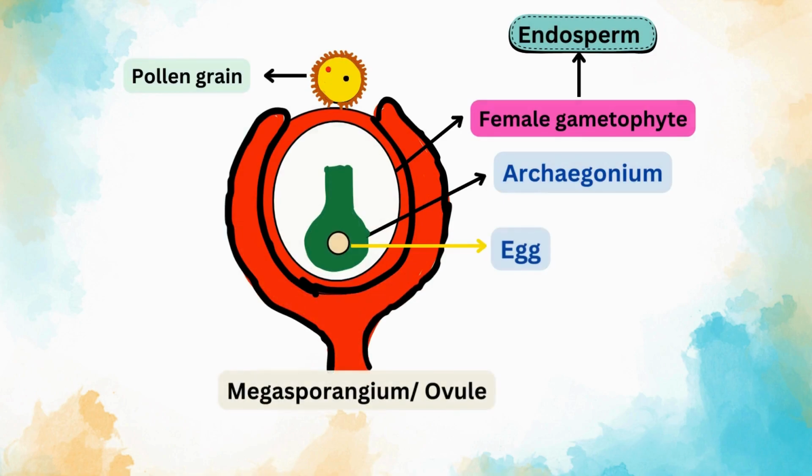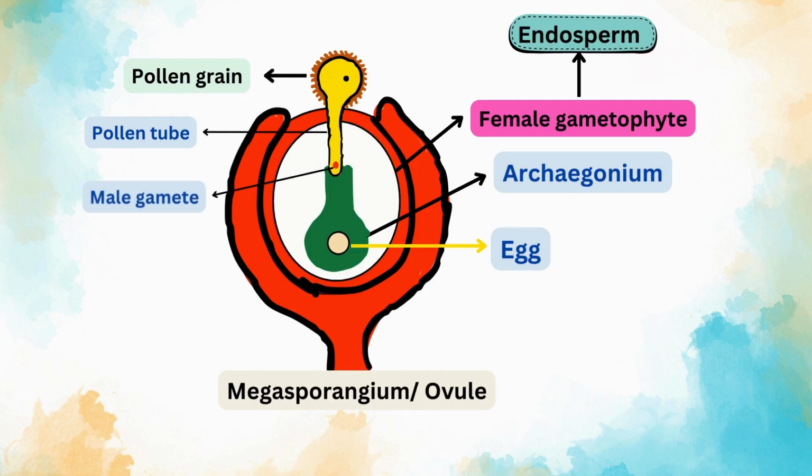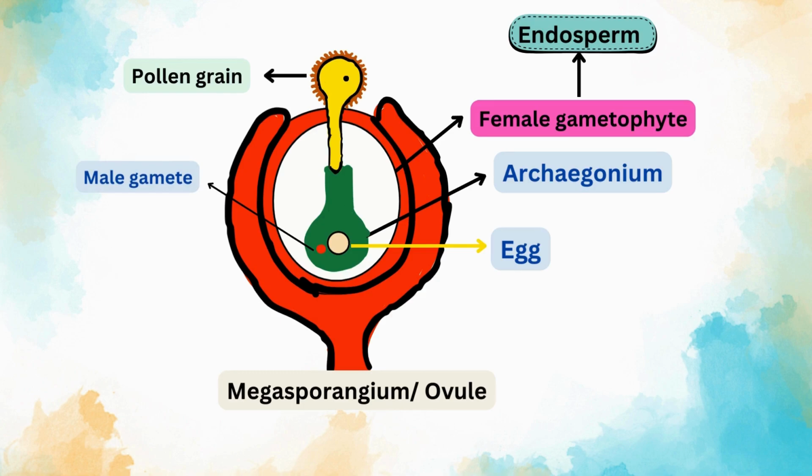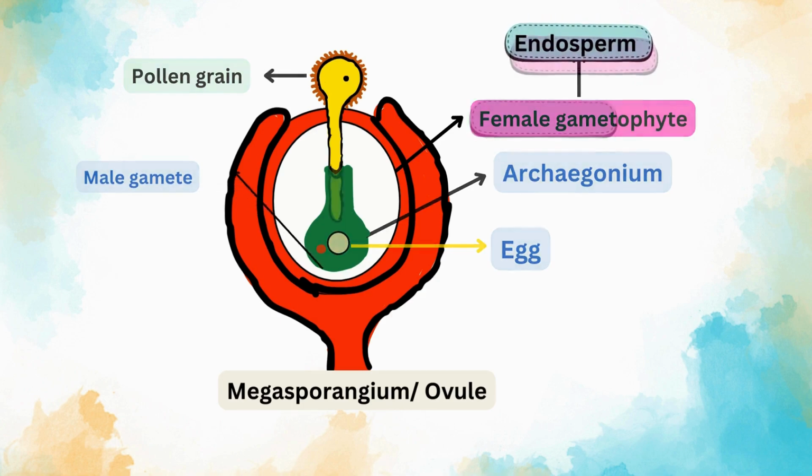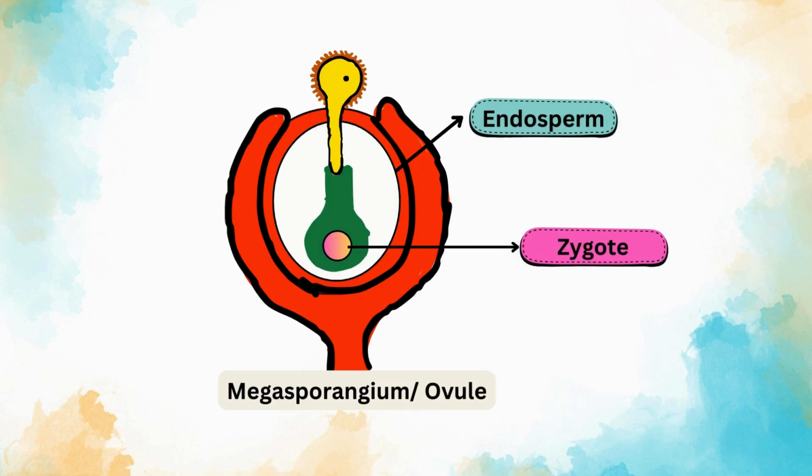When the compatible pollen grain lands on the micropylar end of the ovule, from the germ pore the pollen tube arises. This pollen tube reaches the mouth of the archegonium. Once it reaches the mouth of the archegonium, the pollen tube will release the male gamete in the archegonium. When the male gamete comes in contact with the egg, the fusion or fertilization takes place. And the product of the fertilization is the zygote.